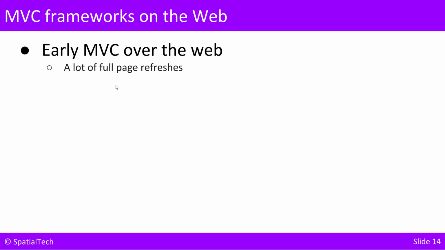So early model view control over the web, like I said, a lot of full page refreshes. Think map server with this map file. You send in where you clicked and an HTML template. It processes that in the background, right? So the controller would be like back on the web server. It generates a new view, shoots that back out to the browser, and the contents in the DOM change.